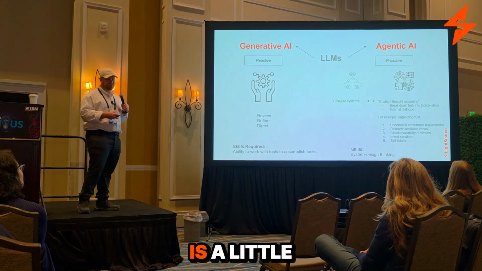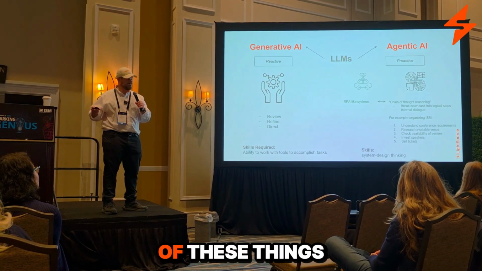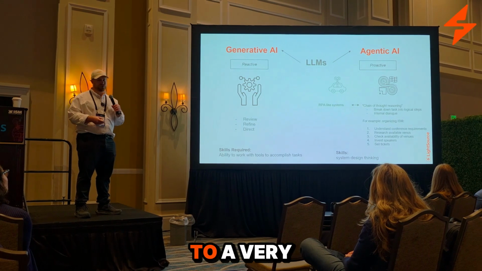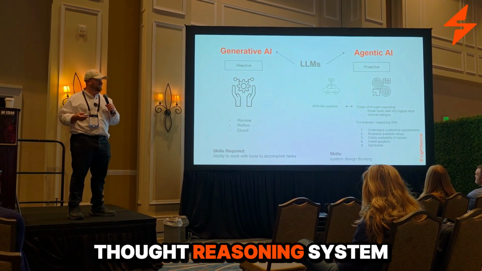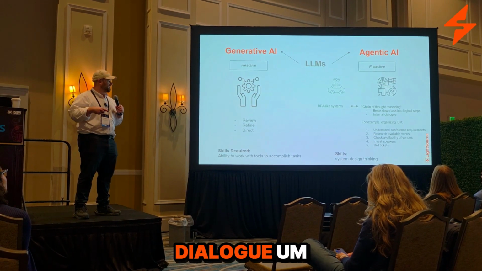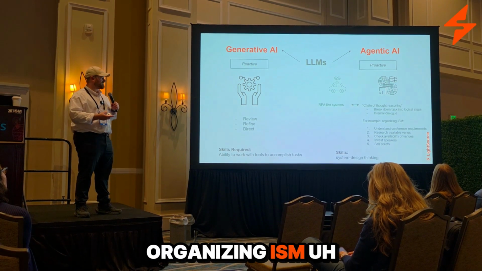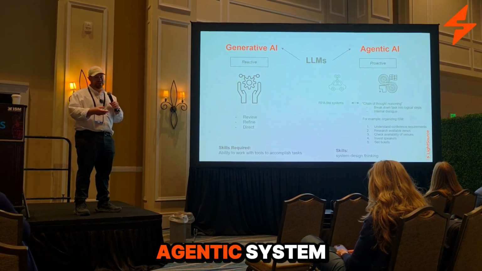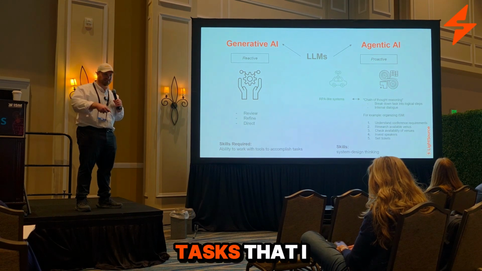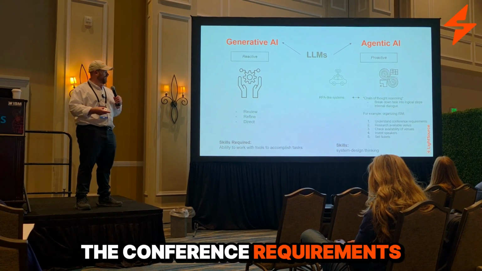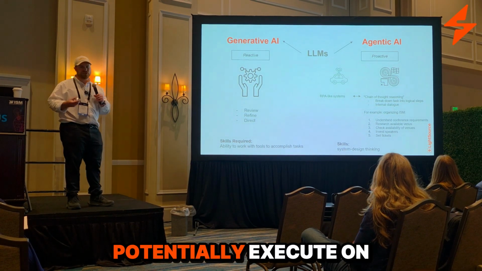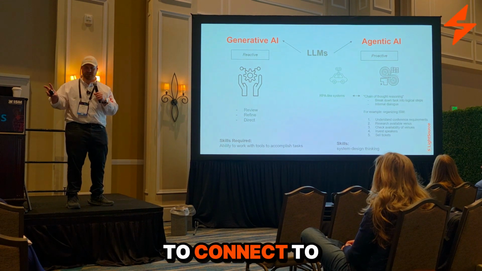On the right side, agentic AI is a little bit different. And there's a whole spectrum of these things, from an RPA-like system, just like a wind-up car, where you set it and forget it and let it go, all the way to a very advanced chain of thought reasoning system, which will actually take a goal, break it down into a set of logical steps, have an internal dialogue. An example might be organizing ISM. If you put it in the prompt to an agentic system, a really good one, hey, I need you to organize a conference like ISM, it'll first start by saying, okay, what are the tasks that I need to accomplish? Let me understand the conference requirements, research the available venues, check the availability, invite speakers, sell tickets, and potentially execute on those things if it has the arms and legs to connect to other systems.